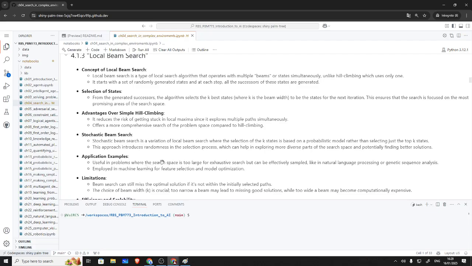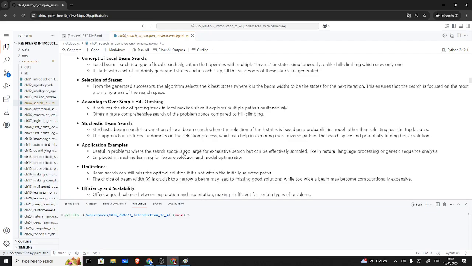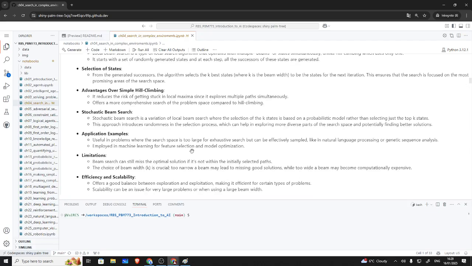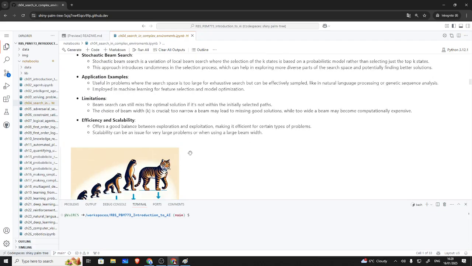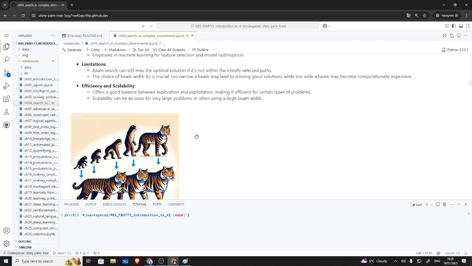Again, when your search space is too large for full brute force, you cannot look at everything. So again, you can possibly miss a solution anyway. And for really large problems, it might still be a large beam search.